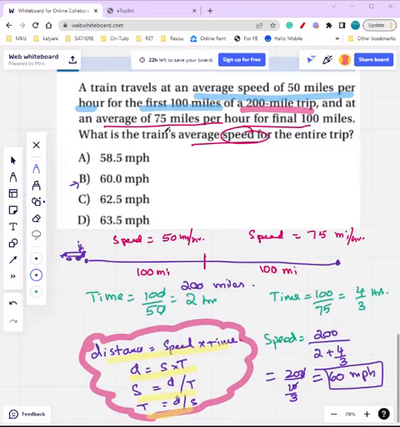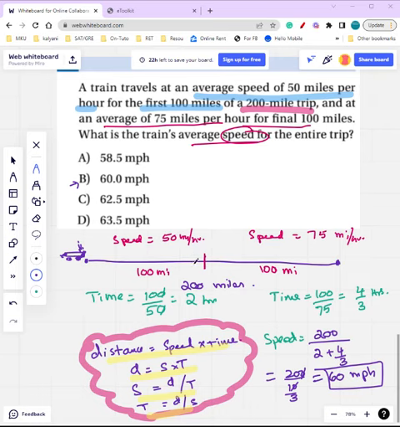Right, so when you look at this question, the first step is to read the question carefully. Since it's asking for the 200-mile trip, the first 100 miles is at 50 speed, and the next 100 miles is at 75. So when it comes to the average, you're finding the total distance and then the total time it took. Now this is the normal steps, try to understand.